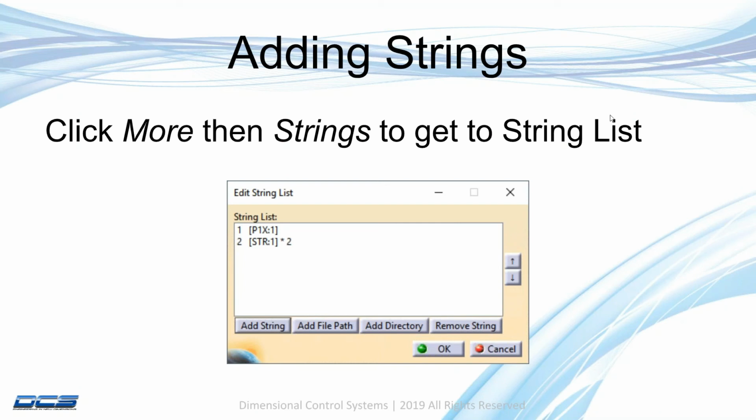If you're in Creo, NX, or Multicad, the More button will just expand your dialog, and then you'll have a string button visible from there. But once we get to the strings is where we'll start adding the actual values that we want to manipulate with the measure equation.